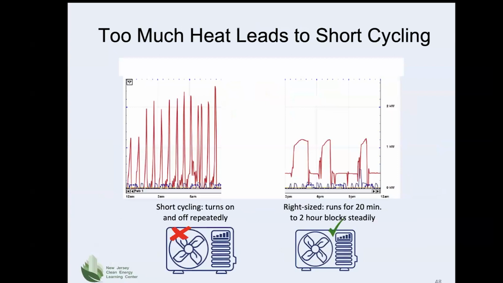This slide shows a visual of an oversized heat pump on the left and a right-sized heat pump on the right. Along the horizontal axis are time periods in 3-hour increments. Along the vertical axis are units of kilowatts of electrical power in increments of 1 kilowatt apiece. The oversized unit turns on and off, as you can see from the graph, about 5 times in 3 hours, whereas the right-sized unit only turns on about twice in a 3-hour period.